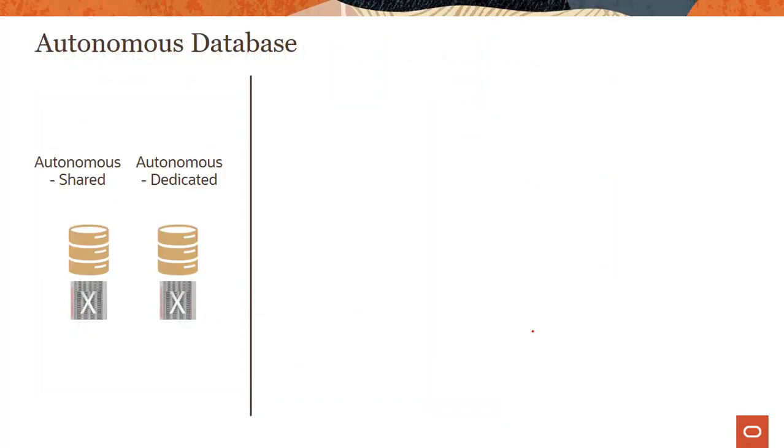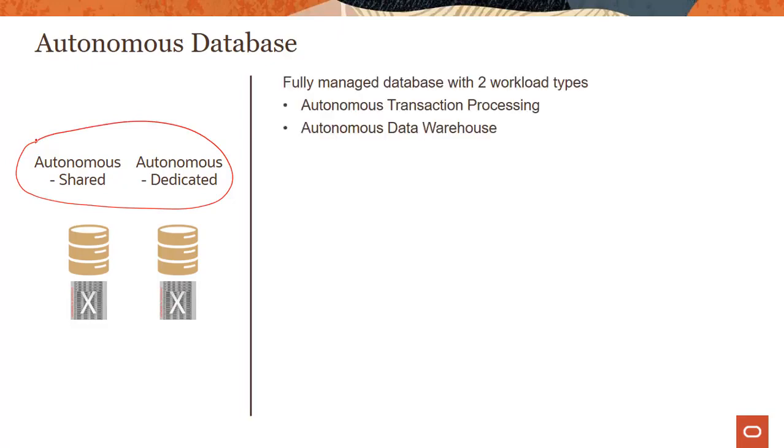Well, this brings us to the final part of the module, which is autonomous databases. We talked about autonomous databases being self-repairing, self-securing, and self-tuning. There are two different modes, called shared and dedicated. Let's talk about them in a little bit more detail.